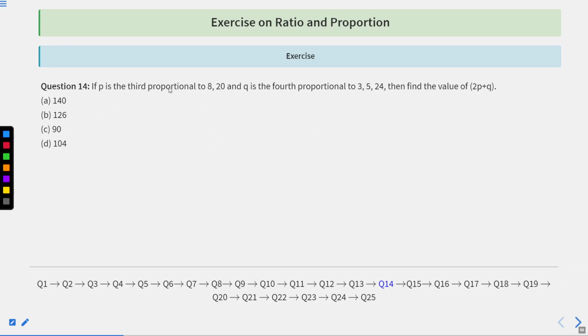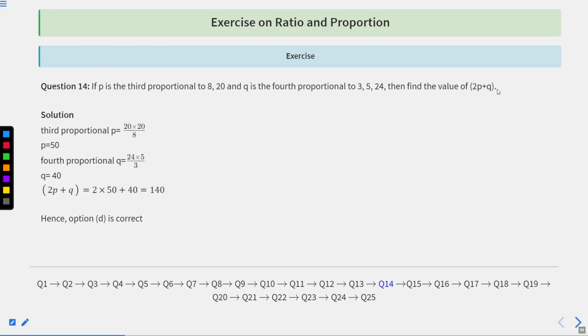If P is the third proportional to 8 and 20, and Q is the fourth proportional to 3, 5 and 24, then find the value of 2P plus Q. So the third proportional P is equal to 20 into 20 upon 8. That means P is equal to 50. The fourth proportional Q is equal to 24 into 5 upon 3, so Q will be 40. So 2P plus Q is going to be 2 times 40 plus 40. That is 140. So the correct option here is option D.